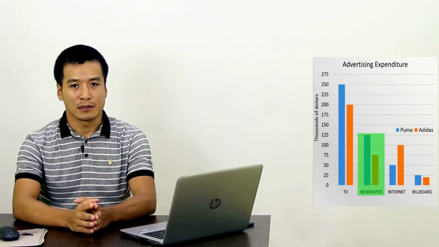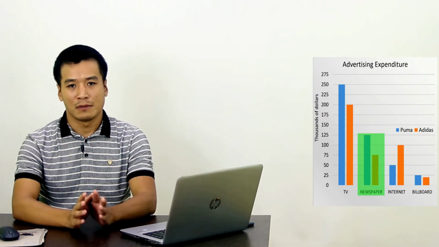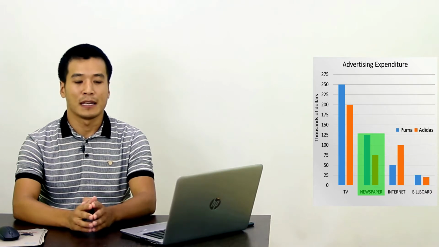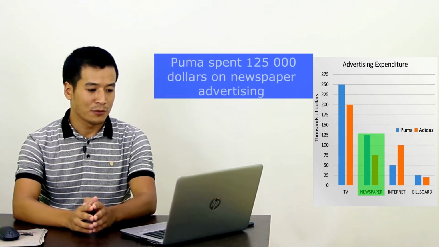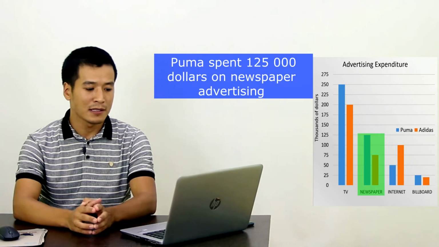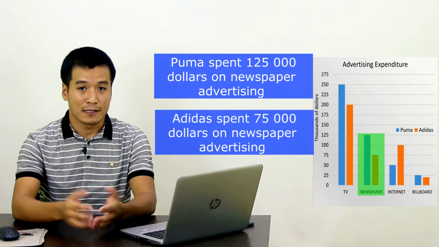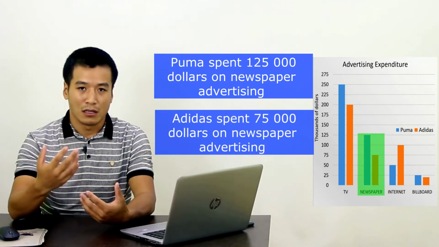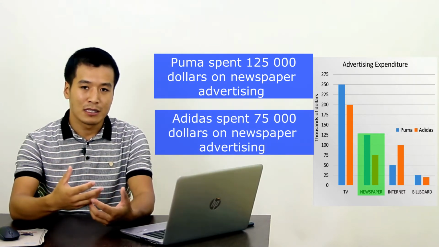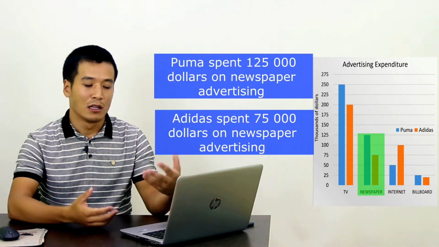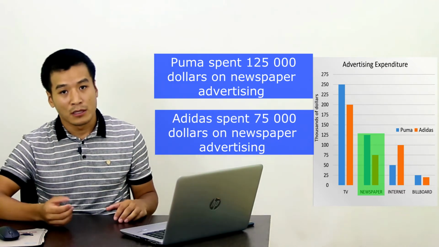Now let's try to understand how to use the words, and let's start with the 2 words first, while and whereas. And this time we'll be looking at newspaper advertising. If you look at the newspaper advertising part, we can see that Puma spent $125,000 on newspaper advertising, while Adidas spent $75,000 on newspaper advertising. So there is a huge difference, and the way to write about this is to contrast those 2 ideas. So look, this one is spending more, while the other one is spending less.